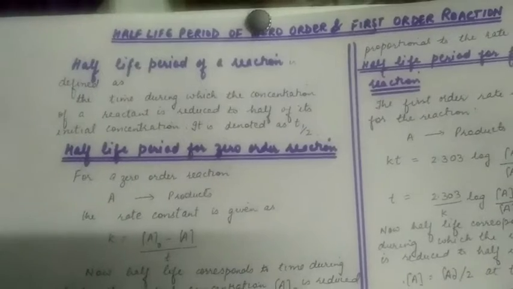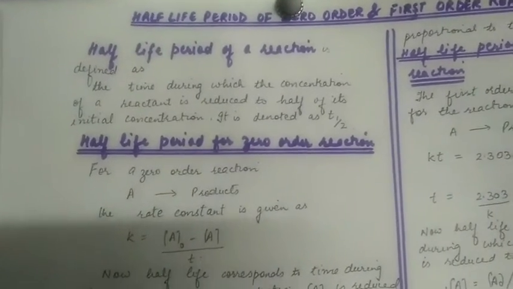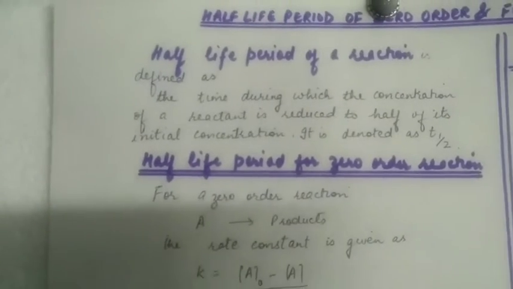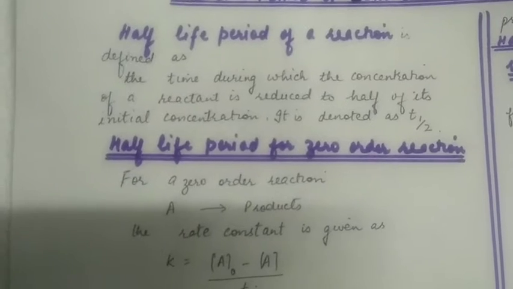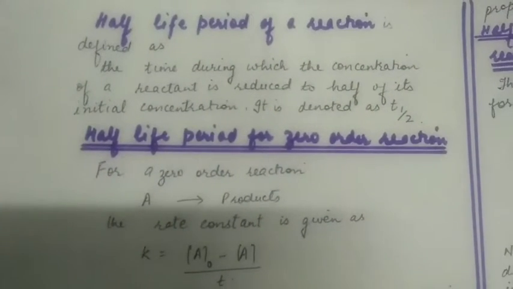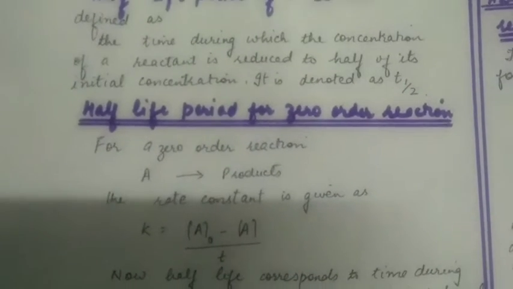Our topic for today is half-life period of zero order and first order reactions. Half-life period of a reaction is defined as the time during which the concentration of a reactant is reduced to half of its initial concentration. It is denoted as T half.